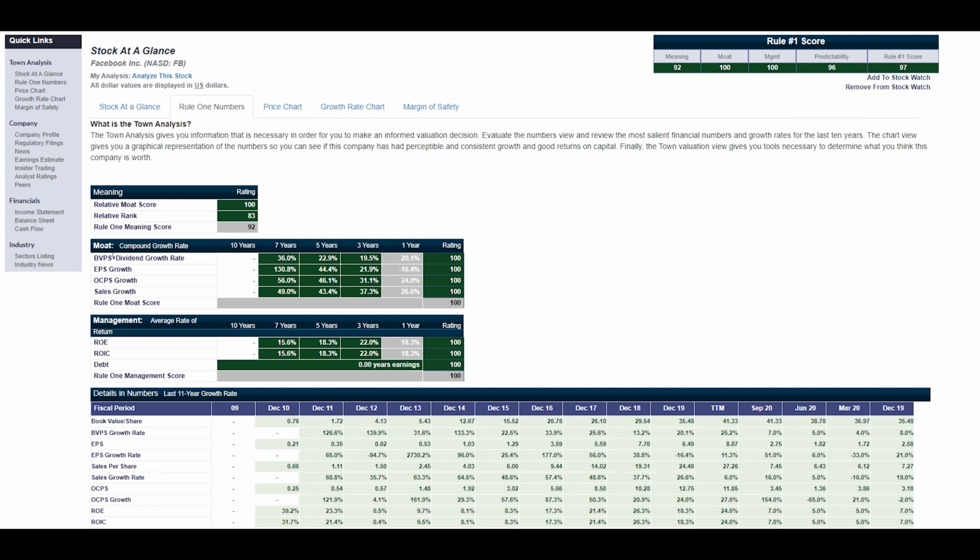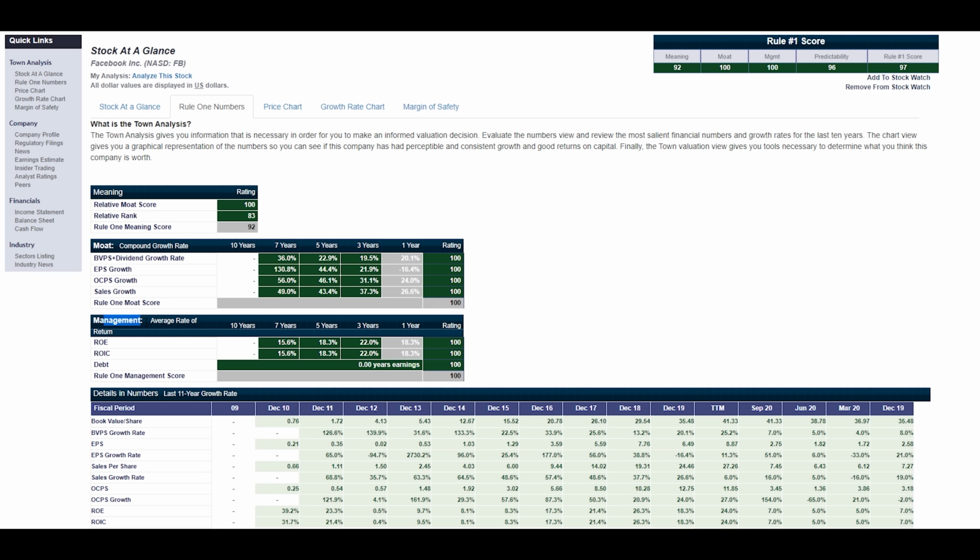We talk about a moat. You've got your 4 different moat numbers there, and you can see over 10 years, not quite for Facebook because it hasn't been public for 10 years, but you can see 7 years, 5 years, 3 years, 1 year. It actually gives you a rating as well. I wouldn't pay too much attention to the rating. Just do your own kind of analysis from what you see in front of you.